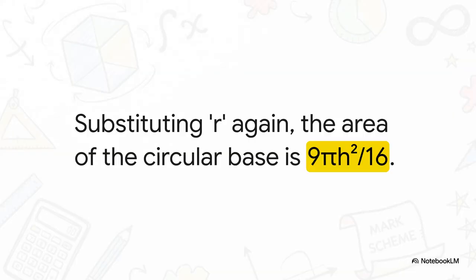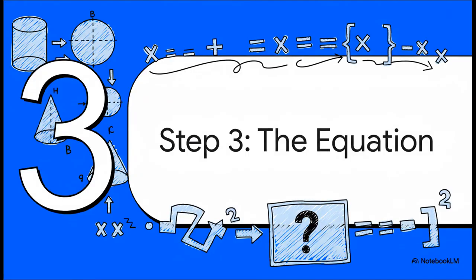So let's do that. The area of the base is pi r squared. We already know r is 3h over 4, so we just plug that in and square it. That gives us 9 pi h squared over 16. Perfect. Now we have both parts, the curved bit and the base. All right, we've got the curved area, we've got the base area.